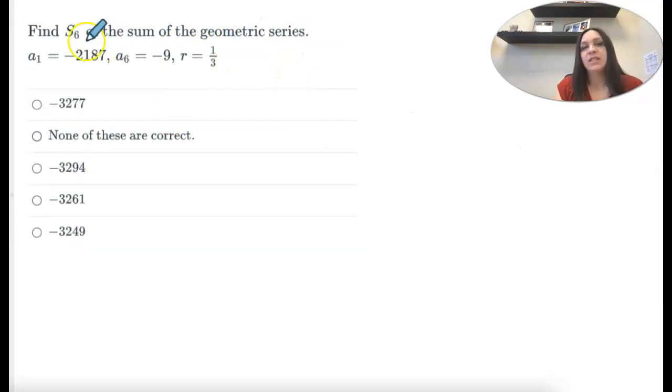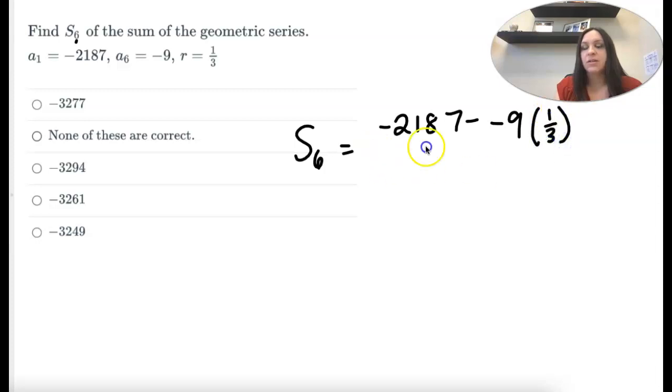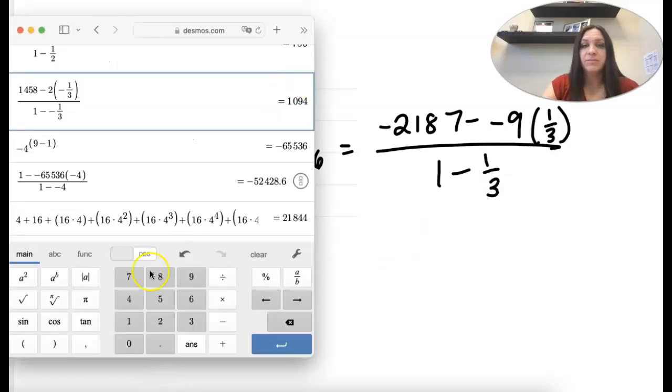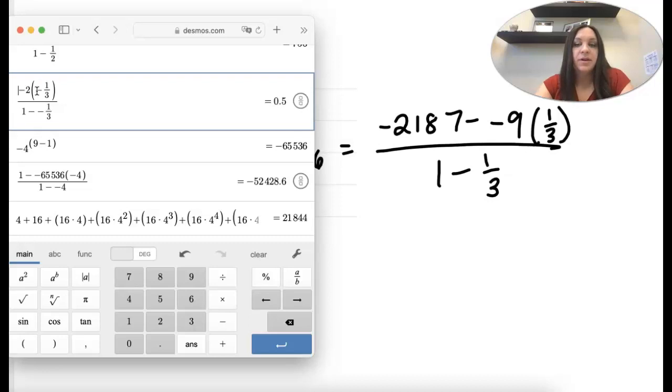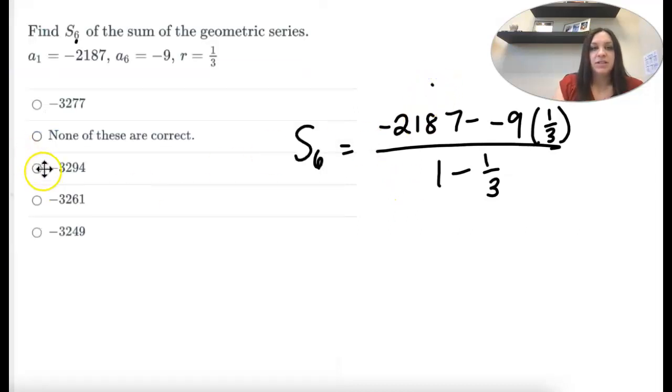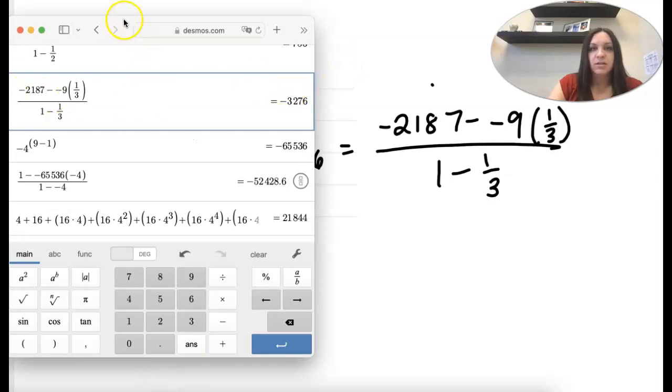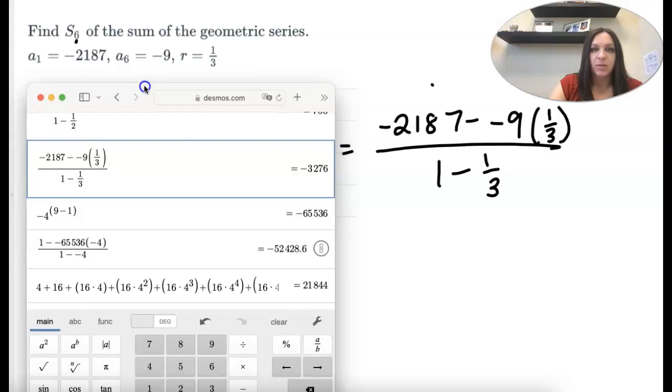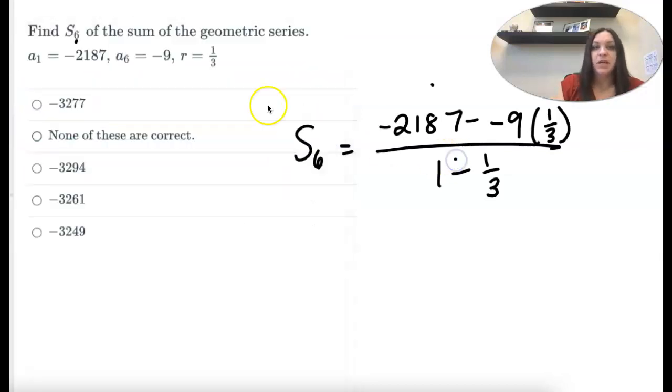Now we're finding the 6th sum. So I take the 1st term minus the 6th term times r, divided by 1 minus r. So just using this equation that we were given. I just didn't write it out that time. I'm going to come back up here and just change some numbers, right? So negative 9, now it's positive 1/3, not negative. So negative 3276. Oh, so close. 77's up there. I'm questioning and making sure I didn't miss one. Nope, none of them.